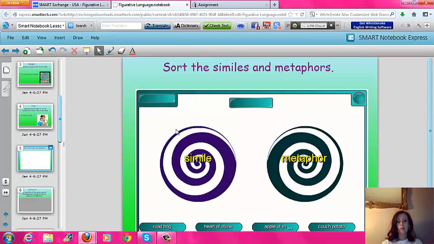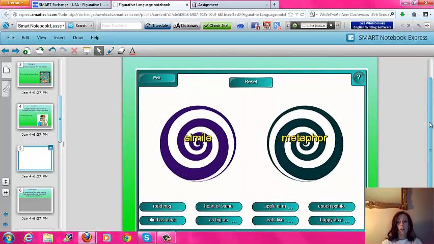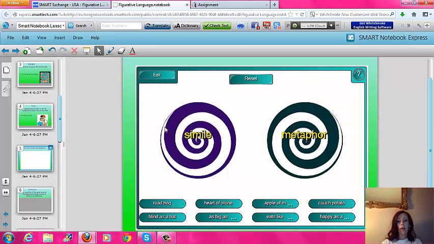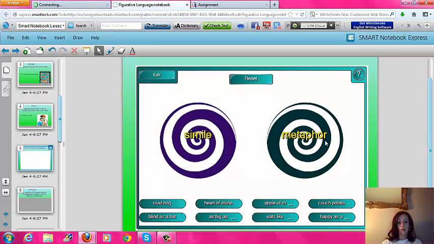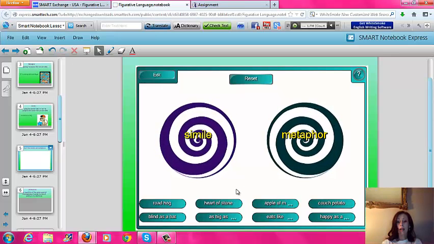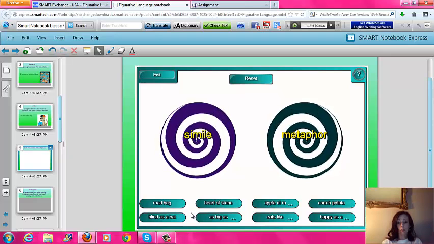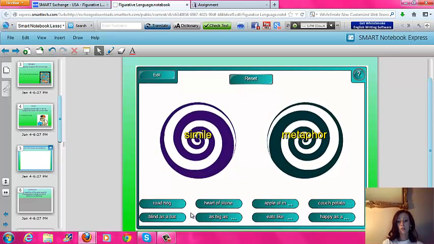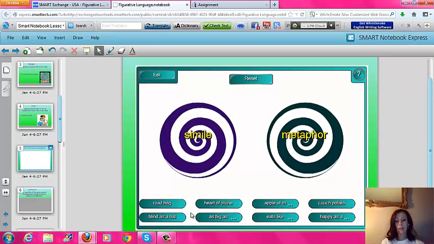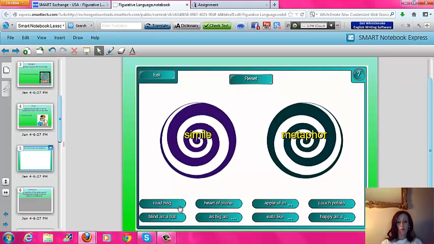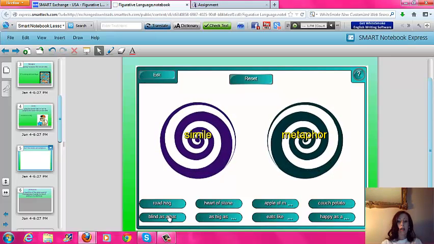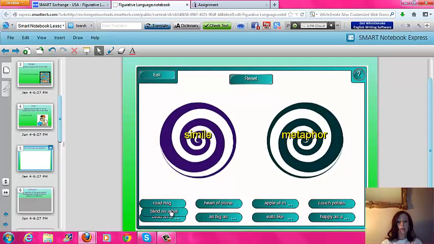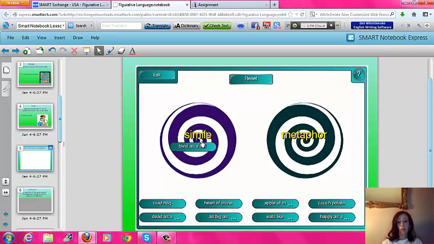I really like this activity. It's very visually engaging for students. It has a spinner that says simile and a spinner that says metaphor, and then at the bottom it has different examples of what similes and metaphors are. It is up to the students to place them in the correct circle. So for example, if I took blind as a bat and I said, oh, it has like or as, I'm going to put it in the simile.